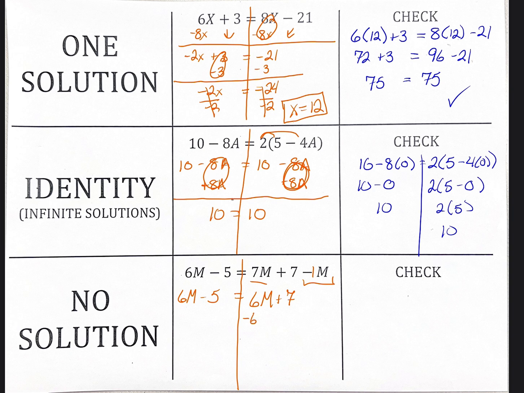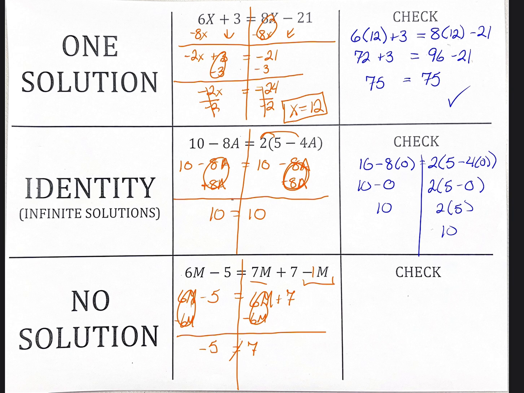And then we're going to start moving our stuff around. So minus 6m from this side, minus 6m from this side. This is 0, and I have a -5 left over here. And this is also 0, but I have a 7 over here. So in this case, we lost our variable, but our numbers don't match each other. They are not equal to each other. So in this case, there are no solutions.